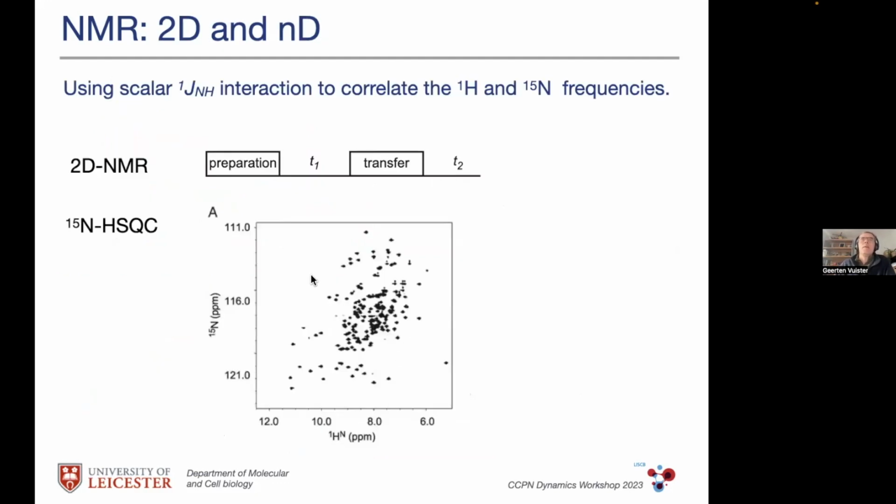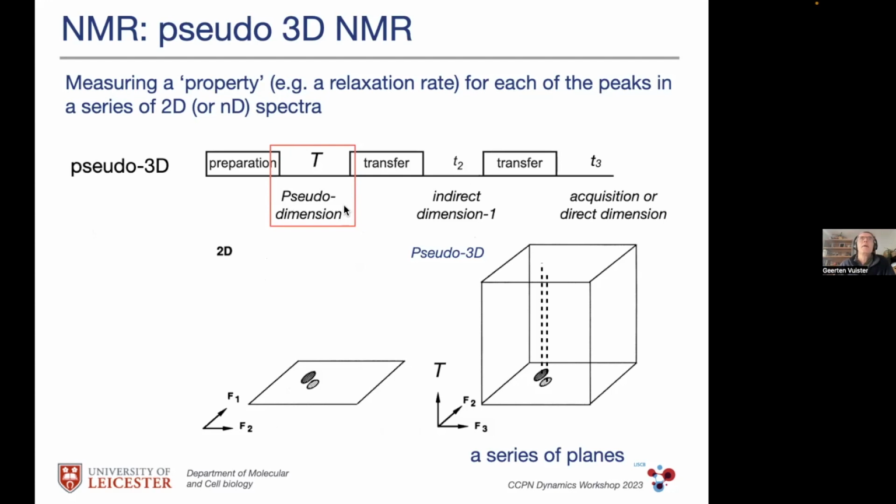Just as a reminder, the experiments that we're going to be using are all derived from our HSQC, which of course is a two-dimensional experiment with the nitrogen along the F1 axis and the amide protons along the F2 axis over here. And what we are going to be doing for our experiments is just tag another time period, typically in front of this sequence.